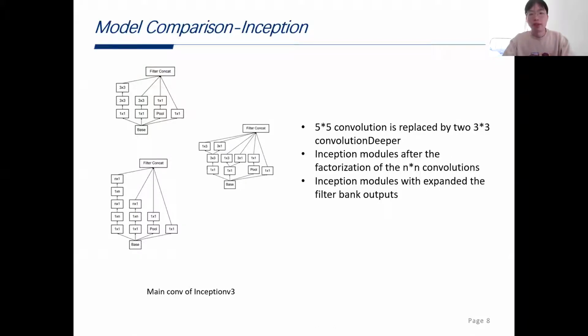This is the main convolution of Inception V3. It uses the RMSprop optimizer and factorized 7x7 convolution. The first figure is 5x5 convolution replaced by two 3x3 convolutions, going deeper. The second figure is Inception modules after the factorization of the n x n convolutions, and the third figure is Inception modules with expanded filter bank outputs.